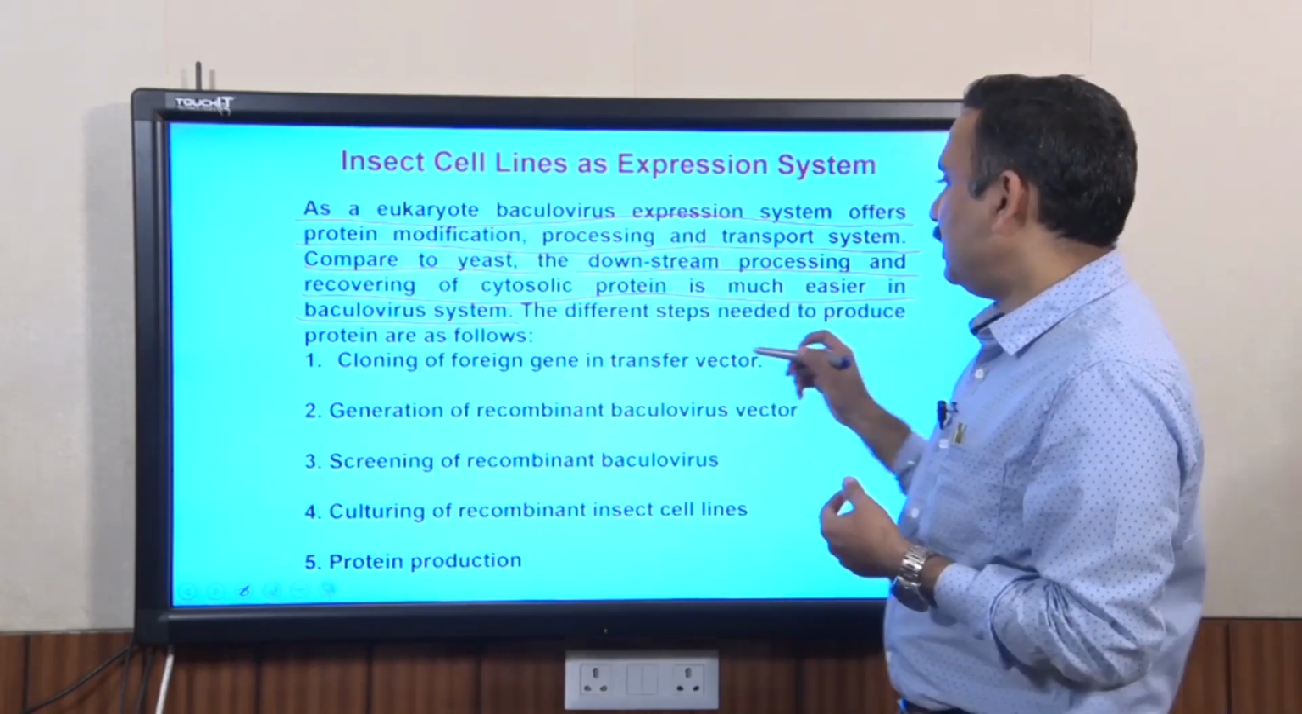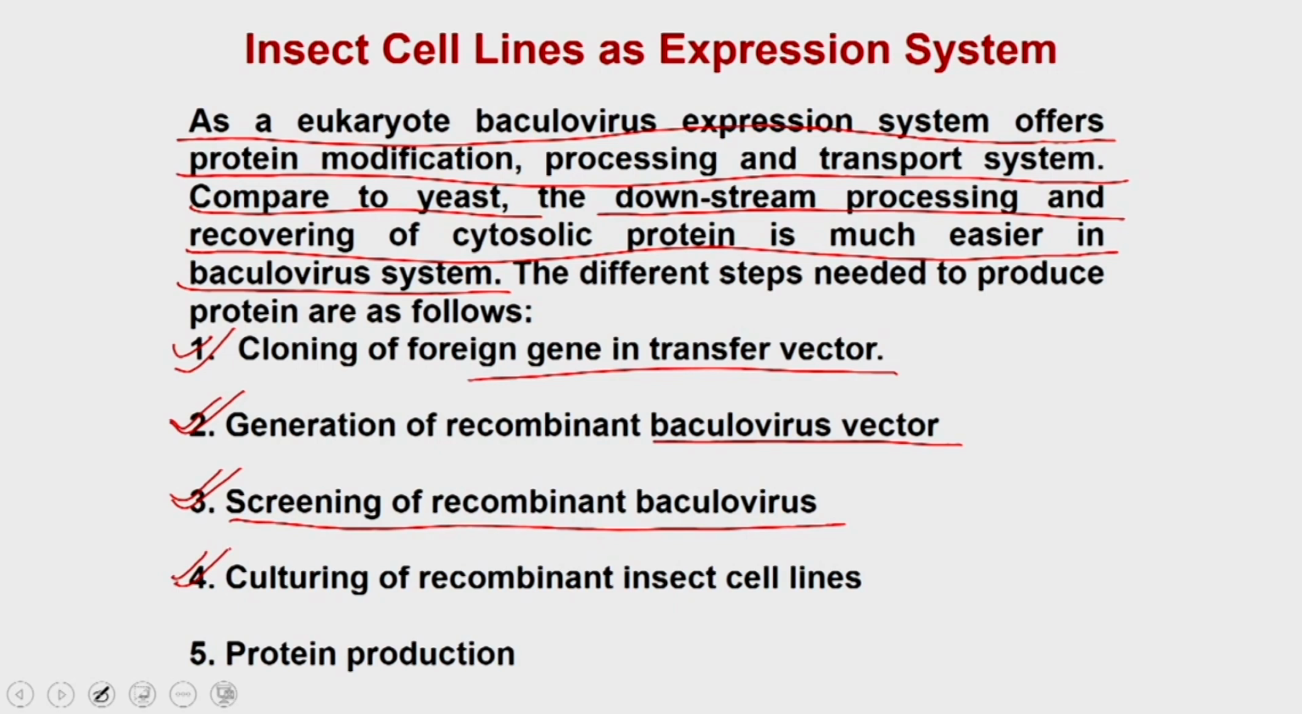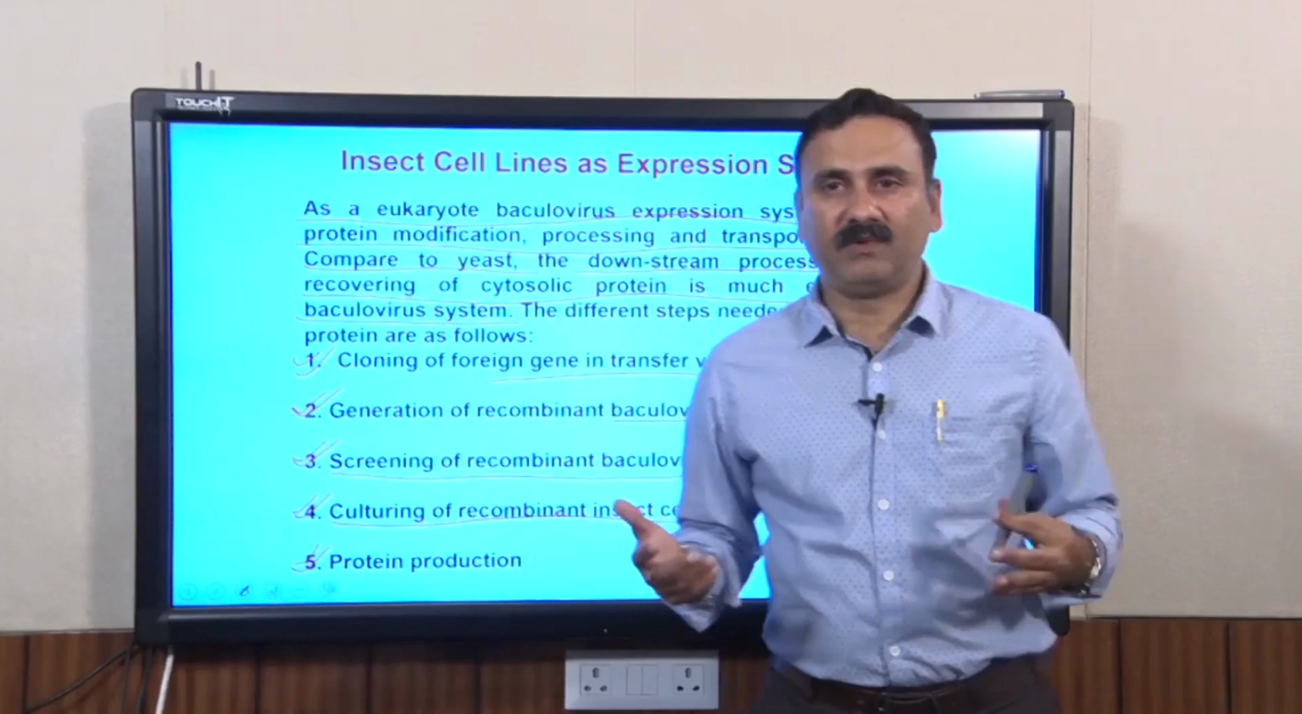So, if you would like to produce the protein, you have to follow these steps. First, you clone the foreign gene into the transfer vector, then generate the recombinant baculoviruses or baculovectors, then screen the recombinant baculovirus, then culture the recombinant insect cell lines, and ultimately do the protein production. So, let us start with the first step, which is the cloning of the foreign gene in the transfer vector.